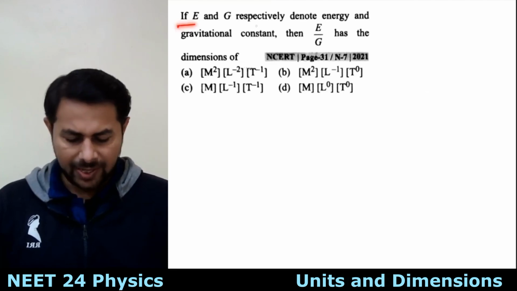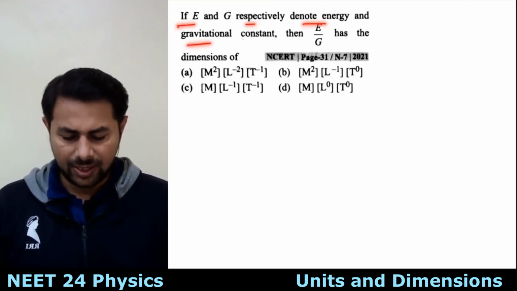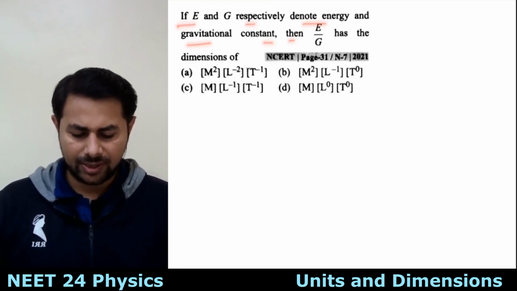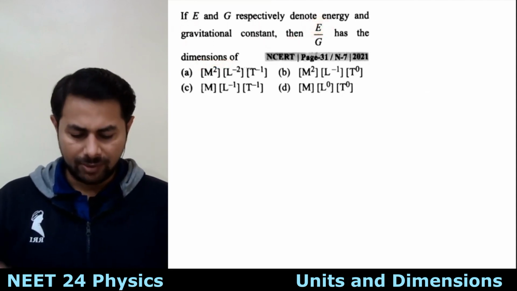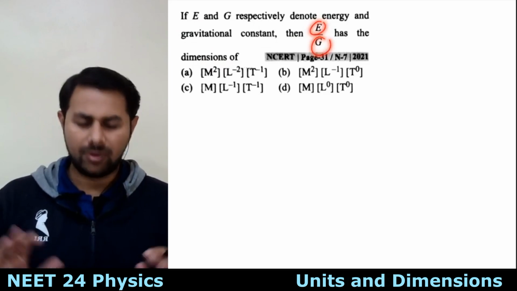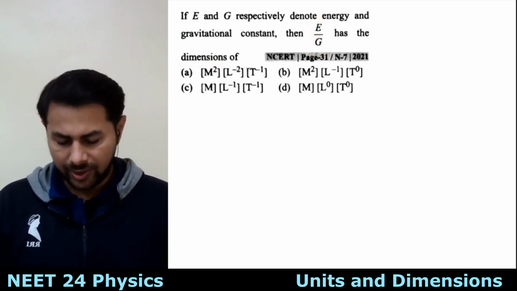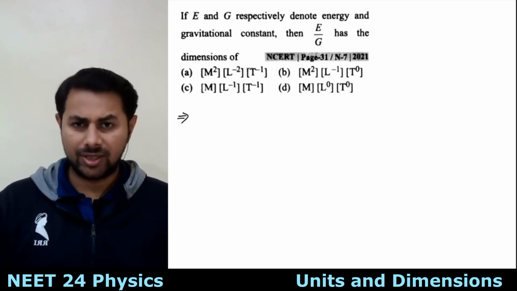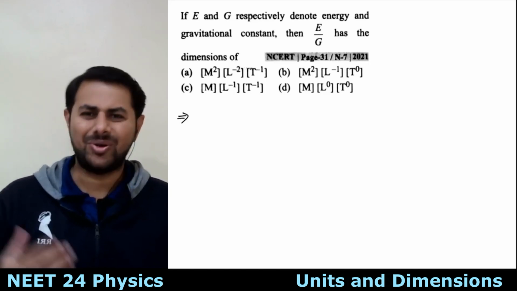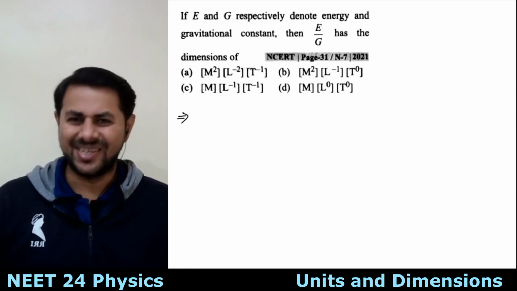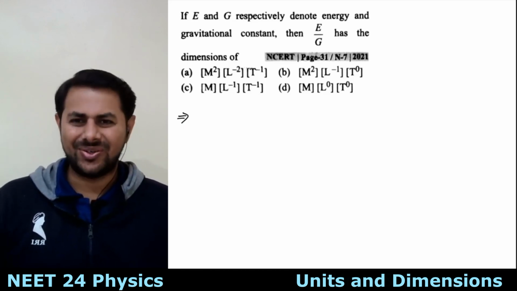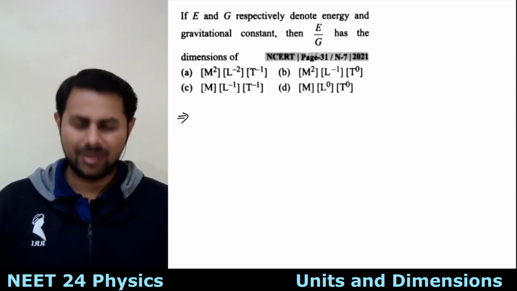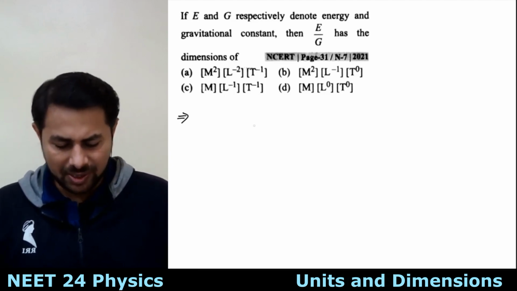If E and G respectively denote energy and gravitational constant, then E by G has dimensions of. So here of course we need to know the dimensions of energy, and then you have gravitational constant. If you know the dimensions of gravitational constant, it will be very easy to solve, right? If you remember all of the dimensions as we discussed yesterday, it will be very easy to solve. Otherwise what can we do? Still this thing can be done faster.